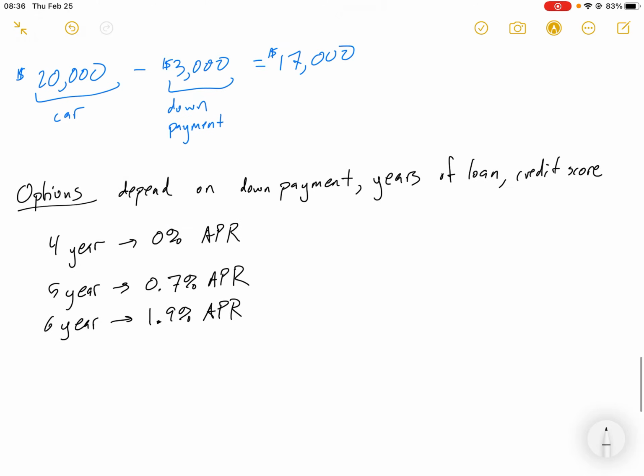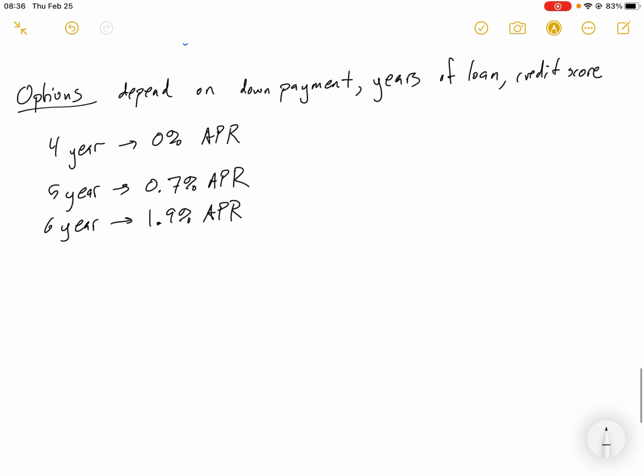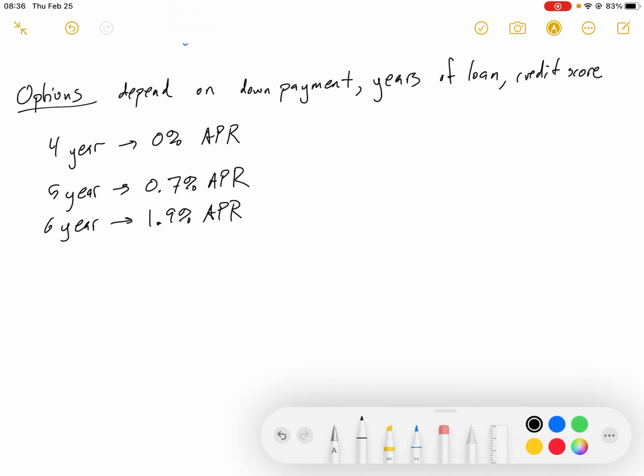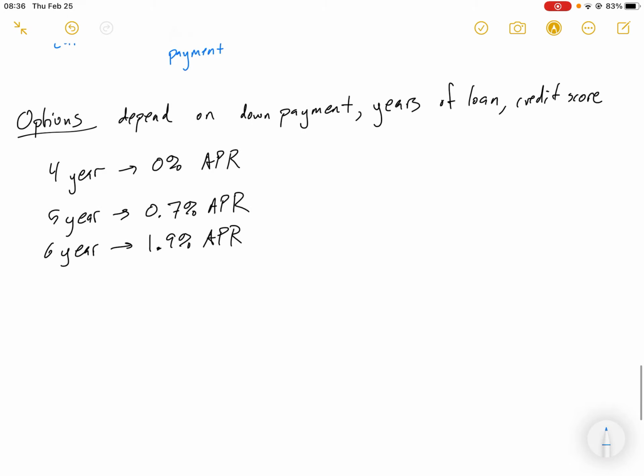And all of this, the option I pick all depends on how much I can afford to pay monthly. So if you have a 4-year loan at 0% APR, that's cool not to have an APR, but this is a much higher monthly payment. And then this is also a good deal. 0.7% APR is super low, but this is also going to be a higher monthly payment.